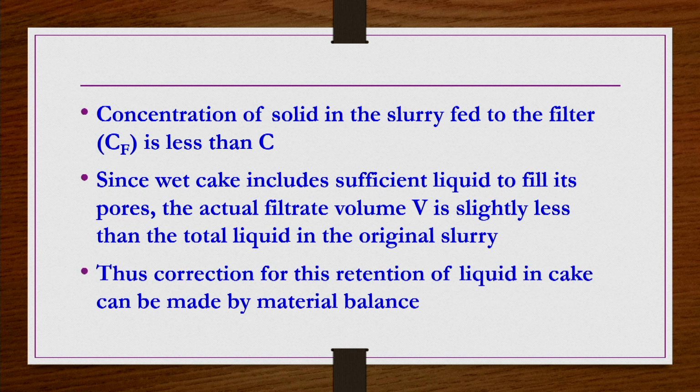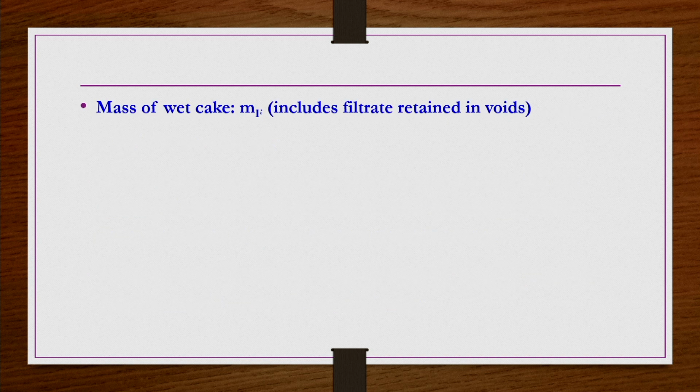Okay. Thus correction for this retention of liquid in the cake has to be made, and that can be made by the material balance. How can it be made? Let the mass of wet cake be mf, which includes the filtrate retained in the voids, or the liquid that is retained between the interstitial spaces of particles within the cake.